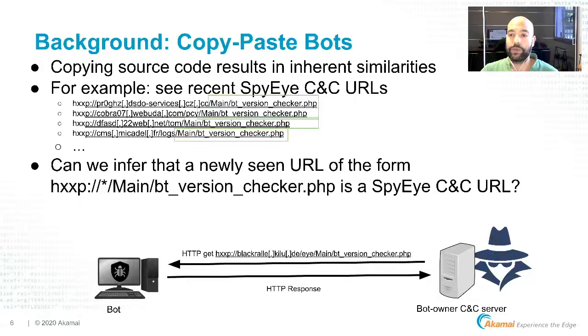So for instance, when we're looking at new variants of the SpyEye command and control URLs, we're seeing a pattern that repeats itself. We're seeing that new URLs still end with a folder called main and a file called BT version checker. The question is, can we infer that if we see a new URL within HTTP communication that ends with main/BT version checker.php, can we assume that despite the URL not being listed within a URL blacklist, this is still likely to be a command-control URL used by a new variant of SpyEye?